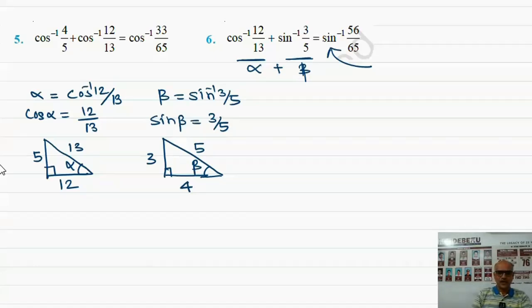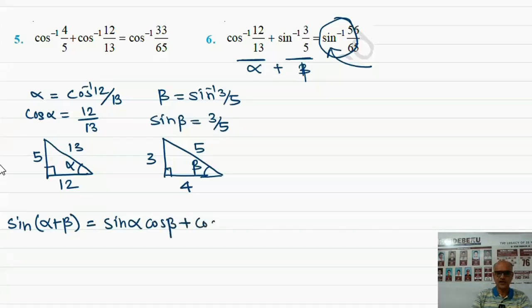Now apply the formula. Now on the RHS there is sin inverse, so sin of LHS will be alpha plus beta. So sin of alpha plus beta will be sin alpha cos beta plus cos alpha into sin beta, and substitute the values from the triangles. From the first triangle, sin alpha is 5 by 13 into cos beta, from the second triangle 4 by 5, plus cos alpha, from the first triangle 12 by 13, sin beta 3 by 5.